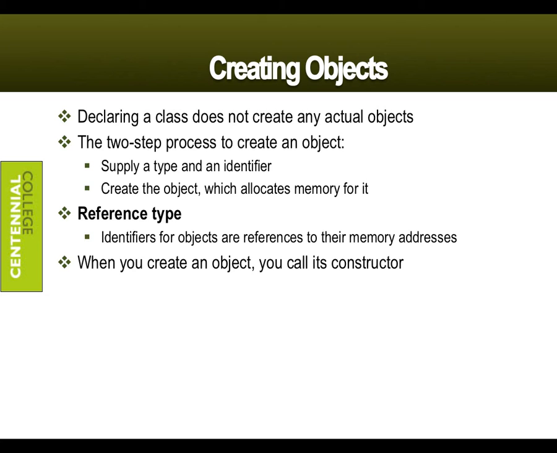So this is a good thing, exactly what I said. Declaring the class doesn't actually do anything. It doesn't instantiate or create any objects. So there's two steps to do it. One, we've got to supply a type. The type itself is the class name. I'm creating actually a new data type, if you will. When I create a new class, I'm creating my own custom data type. And then I create the object which allocates memory for it.